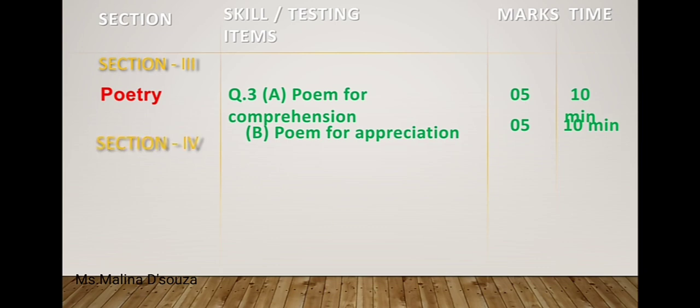Right? Now moving on to the 4th section, a non-textual passage. Now what is a non-textual passage, students? It is an unseen passage.